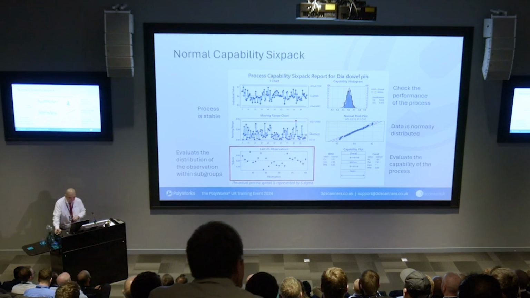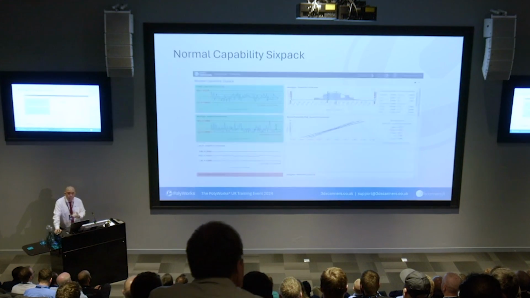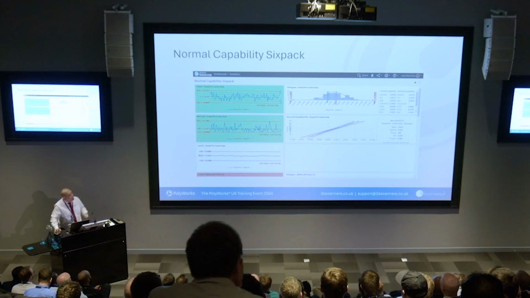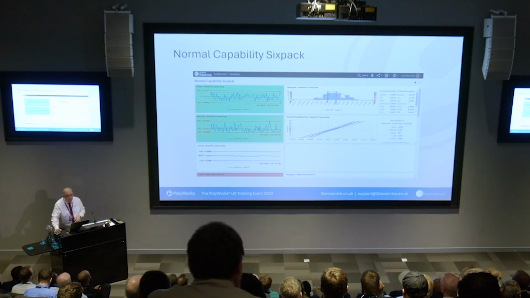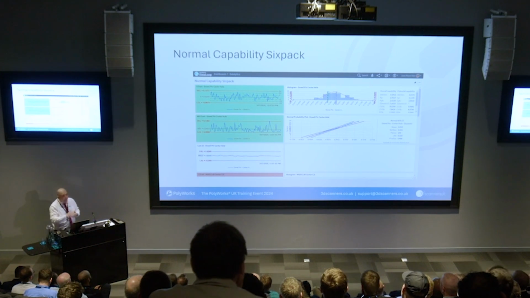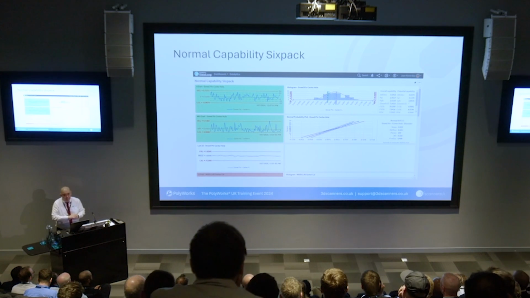Now, there's actually 2 ways PolyWorks can report this information. One way is through the web interface. So you can see here we've got widgets. You can see there's a blank spot on the bottom corner where you'd normally have the capability plot. The reason why that doesn't exist at the moment is because it's already built into the capability histogram at the top. So they're still giving you the six-pack information, just with 5 widgets instead.